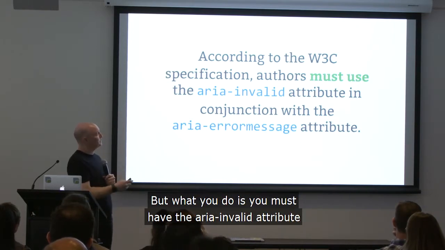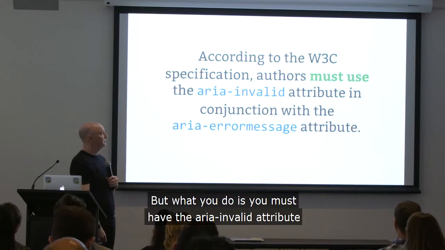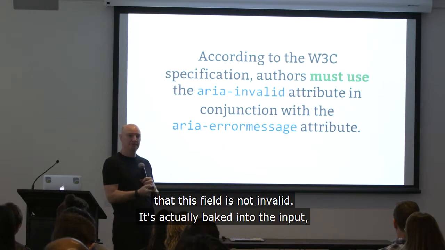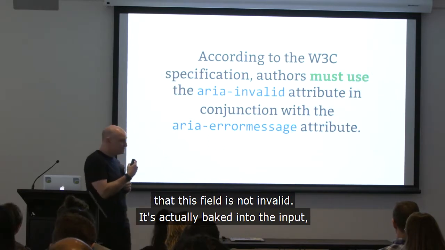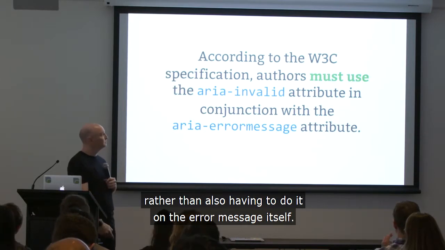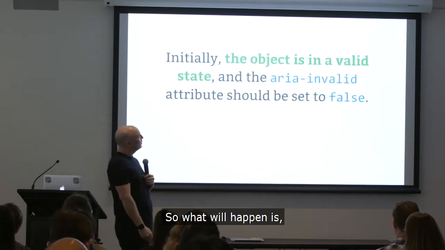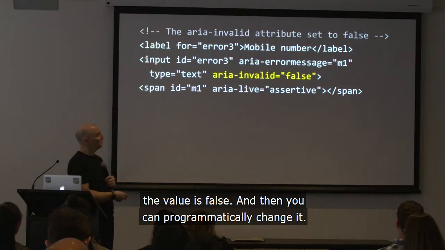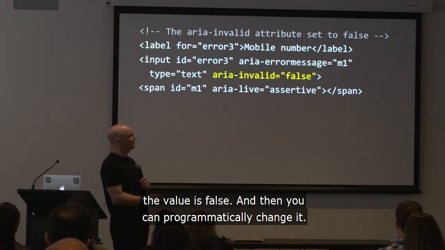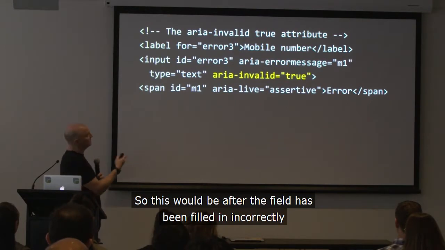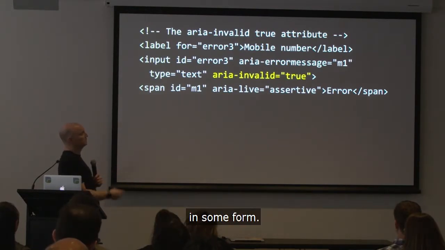But what you do is you must have the ARIA invalid attribute in conjunction with the error message. So what that's doing is it's telling the screen reader that this field is now invalid. It's actually baked into the input rather than also having to do it on the error message itself. So when the field is valid to start with, the value is false. And then you can programmatically change it, so it's dynamically changed to true. This would be after the field has been filled in incorrectly in some form.